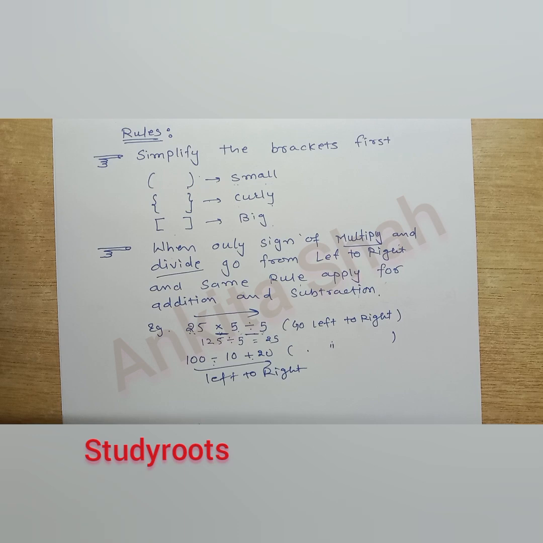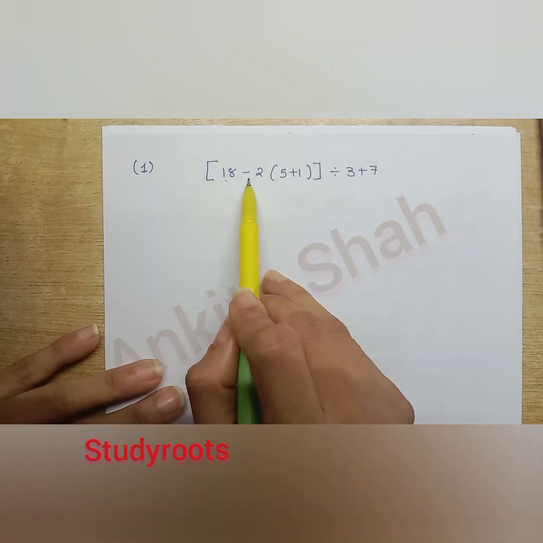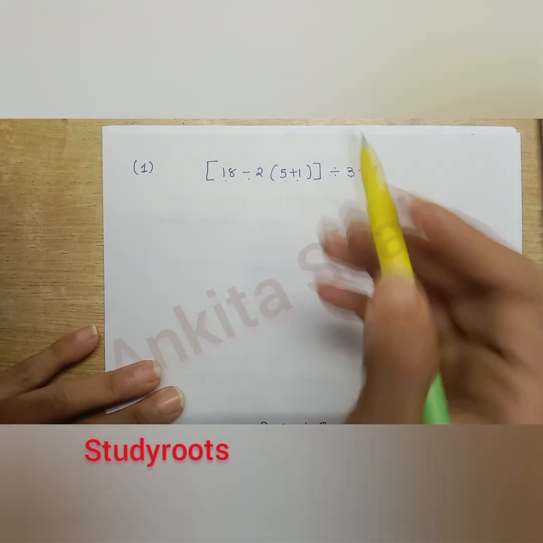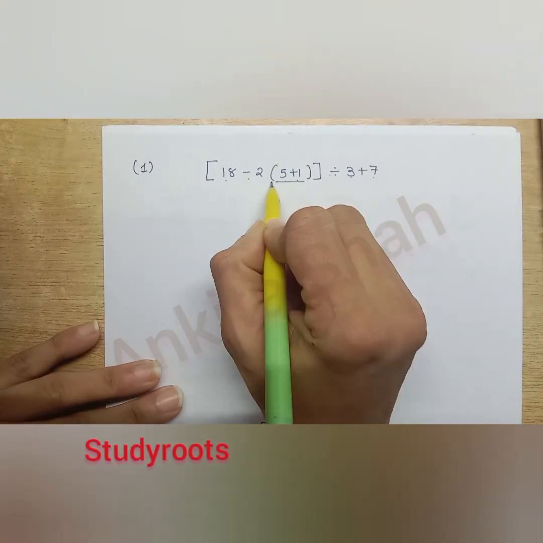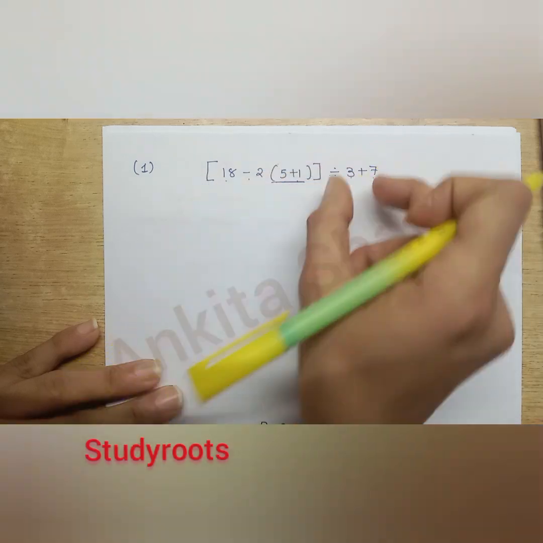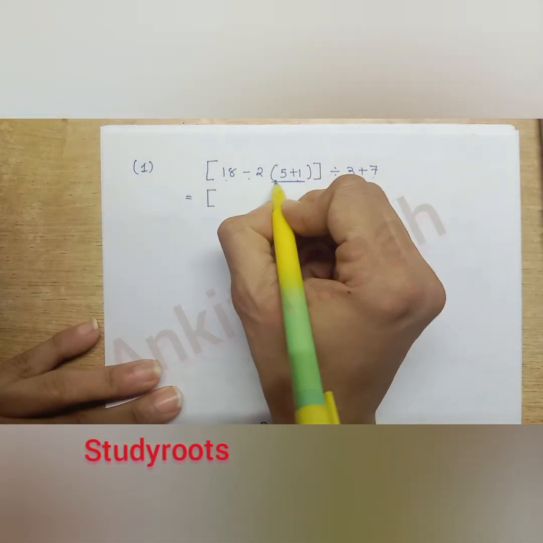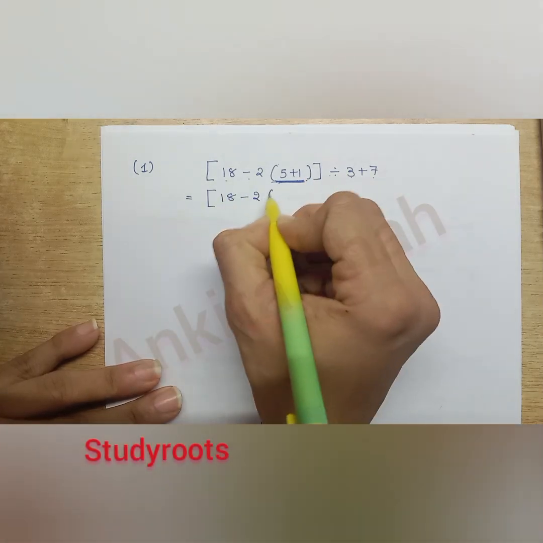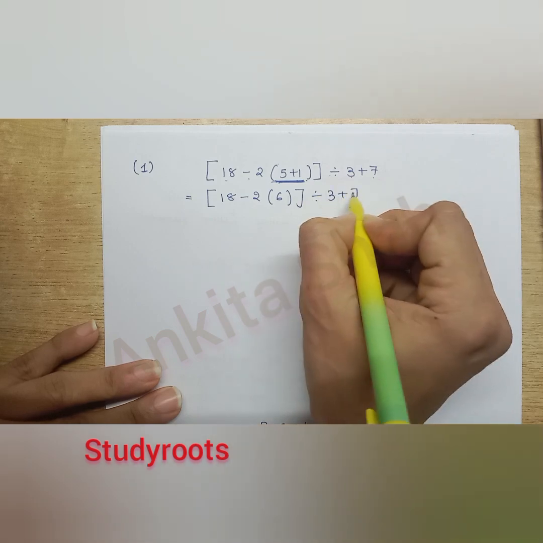Let's solve some sums. Here in the first sum we have 18 minus 2 in a small bracket 5 plus 1, divided by 3 plus 7. As we have discussed, in the rules we have understood that we have to first solve the small bracket. So we are solving this small bracket first, and the rest of the numbers come as they are. We are doing the working only for the underlined digits: 8 minus 2 in bracket 6, the bracket over, divided by 3 plus 7.